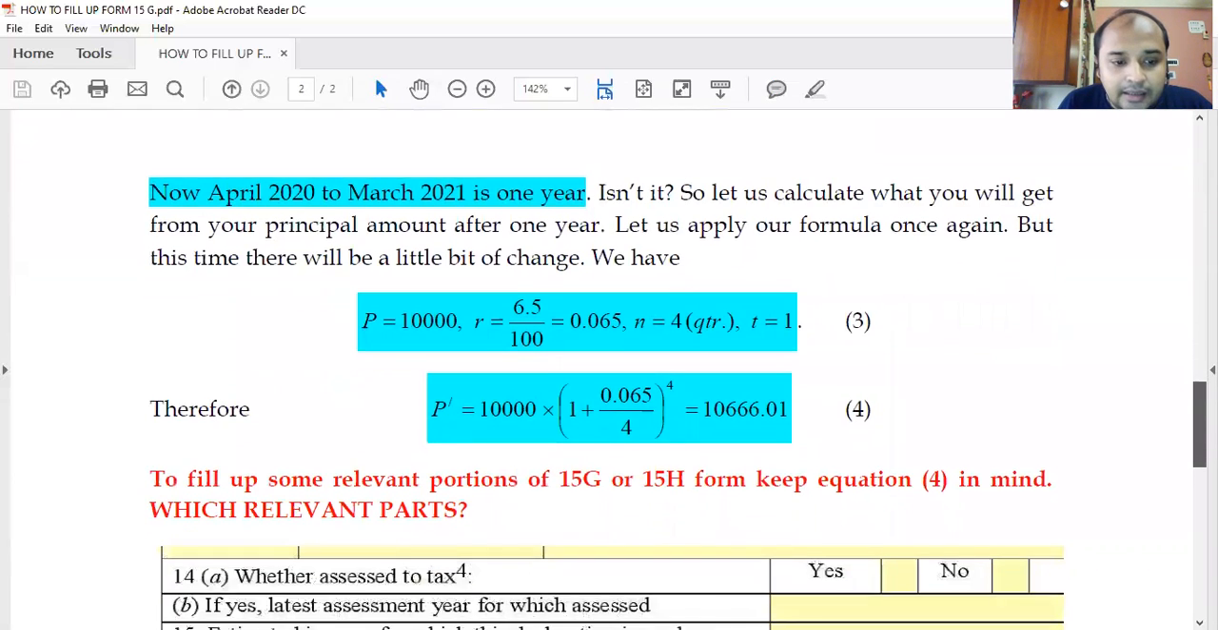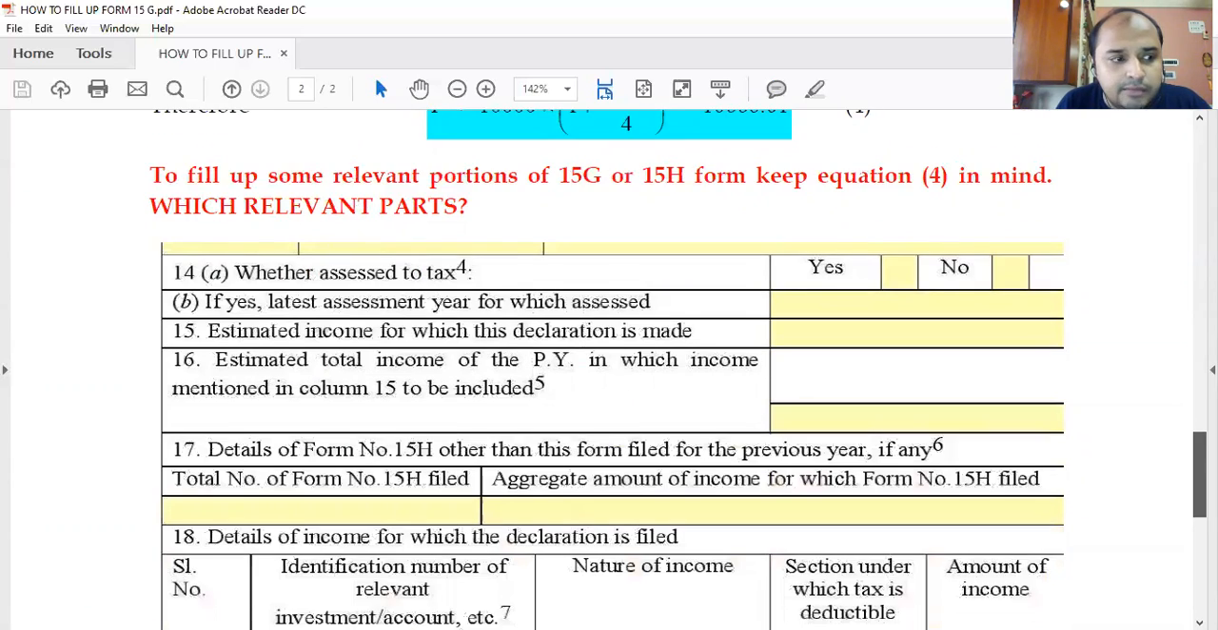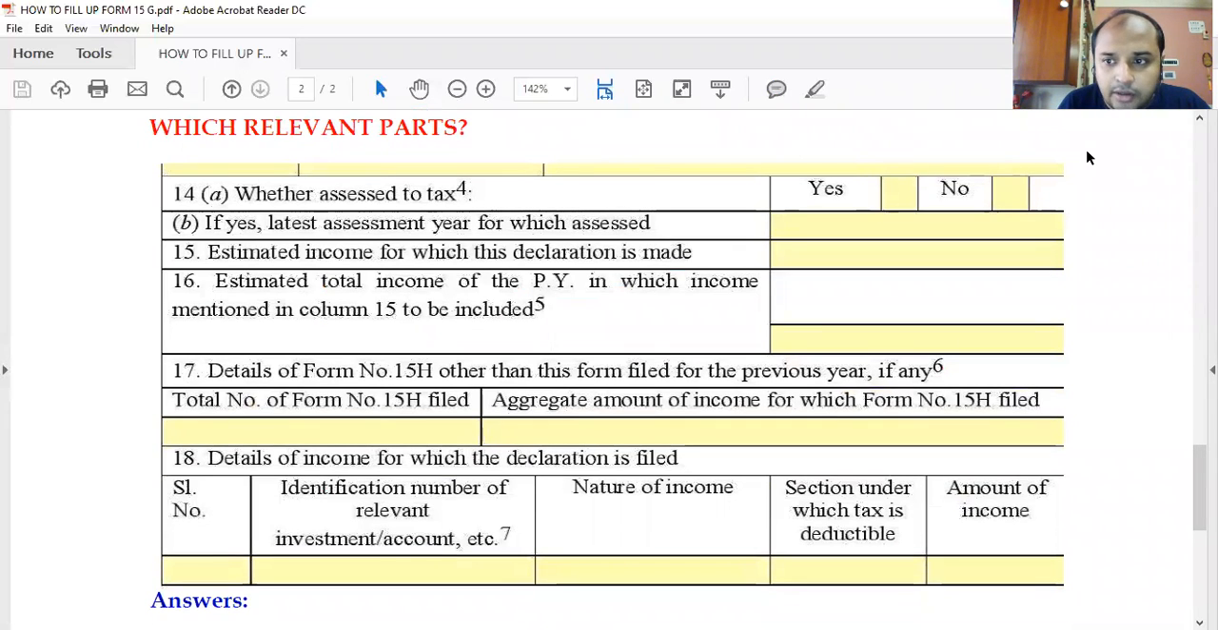Okay, now we have got all our values. The question is how to fill this up in the form. So I have red marked here some relevant portions of the 15G or 15H form. Keep equation 4 in mind, which shows the relevant parts. I have put an image of this particular part, cut out from the form, and I'm going to tell you how to fill up these sections.